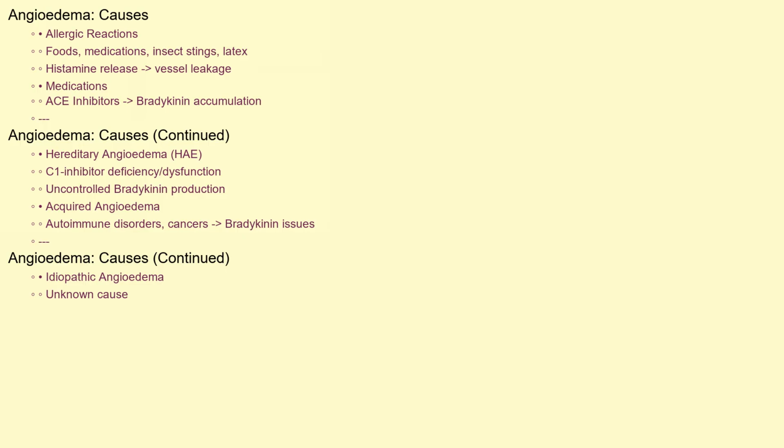Hereditary angioedema, or HAE, is a genetic condition caused by a deficiency or dysfunction of C1 inhibitor, a protein that regulates the complement system, leading to uncontrolled bradykinin production. Acquired angioedema can also occur, often associated with autoimmune disorders or certain cancers, again leading to issues with bradykinin metabolism. Finally, in some cases, the cause of angioedema remains unknown, termed idiopathic angioedema.